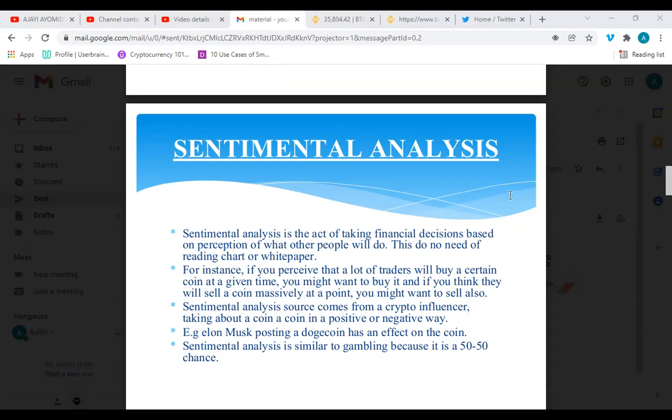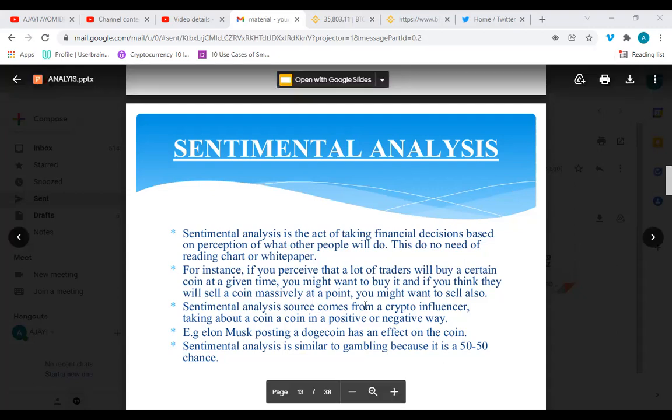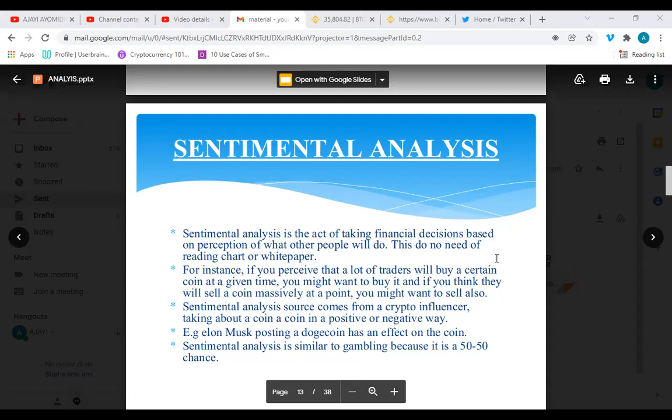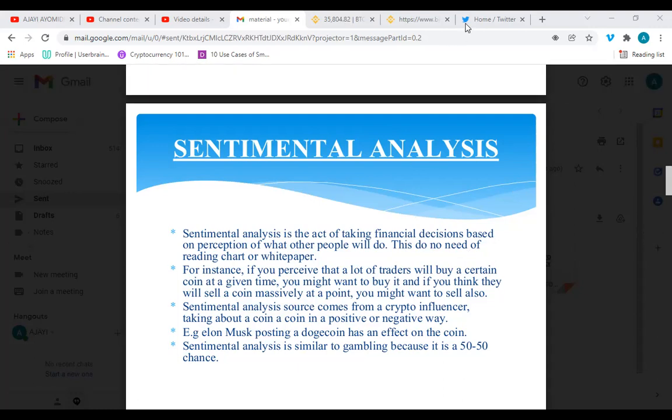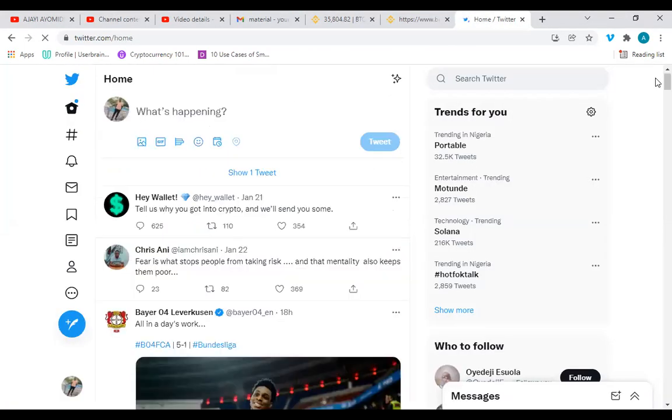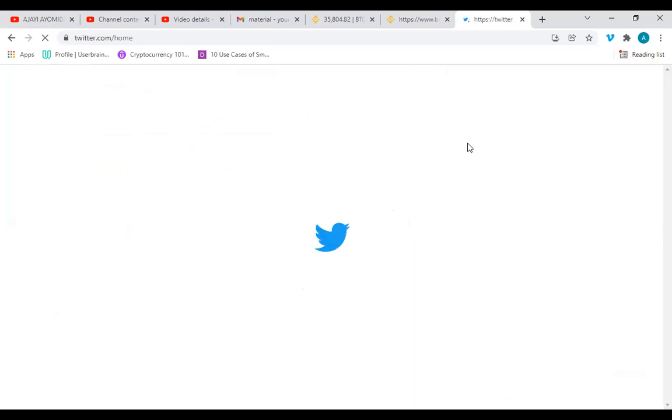I said sentiment analysis comes from a crypto influencer talking about a coin in a positive or negative way. Those of you that were in crypto last year May know fully well that the major reason the dip started was Elon Musk saying that Bitcoin consumes a lot of power. He said a lot of things. So that's it.